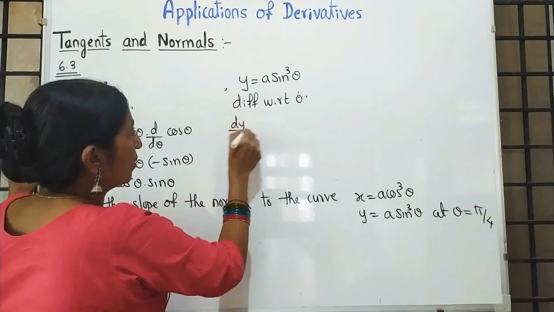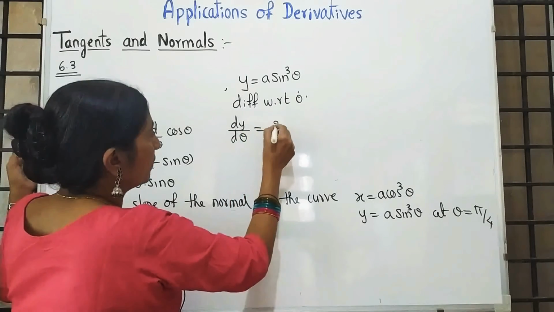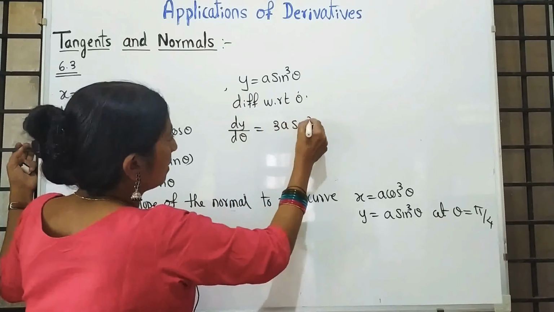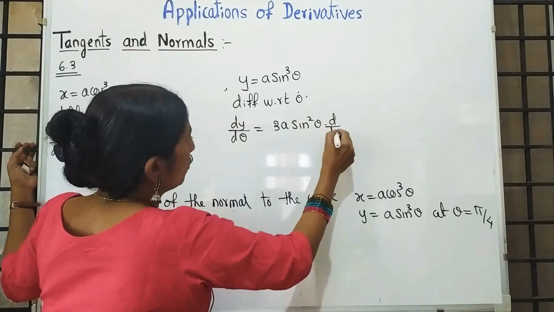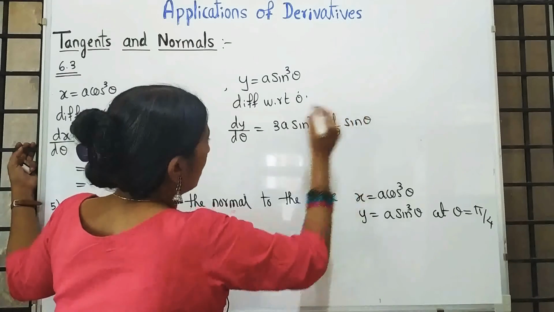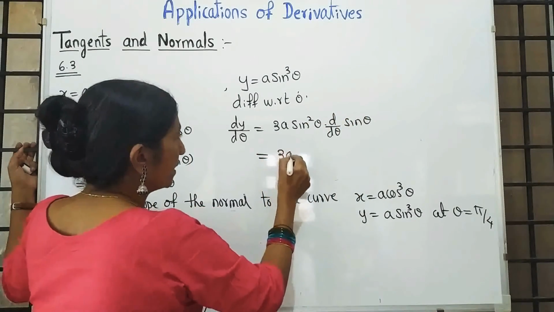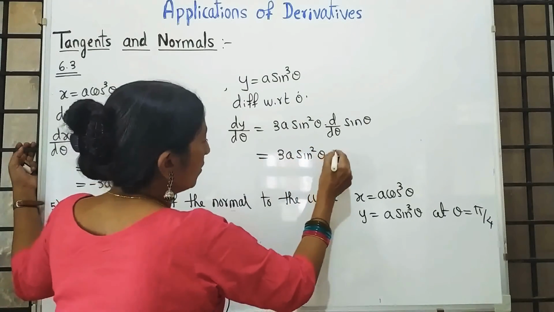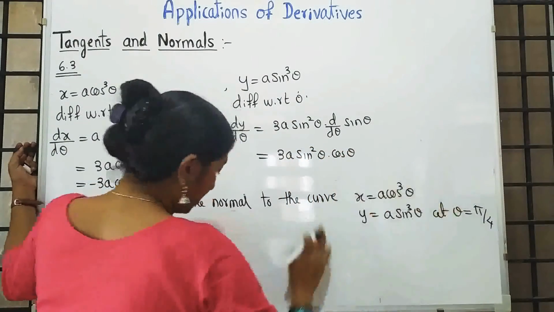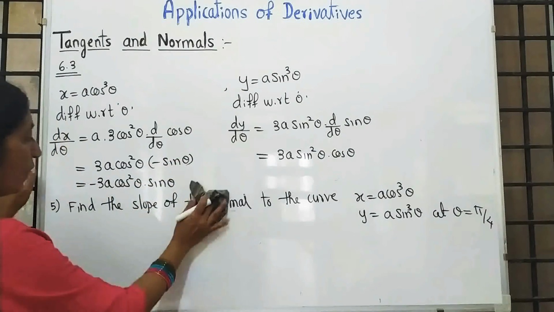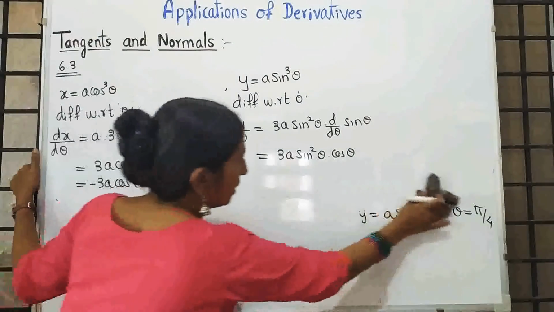dy upon d theta is equal to first power 3a sin square theta into differentiation of sin theta. Differentiation of sin theta is cos theta. If you want, you can substitute theta is equal to pi by 4 here, or first you can find dy upon dx.